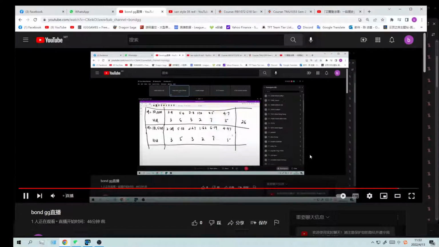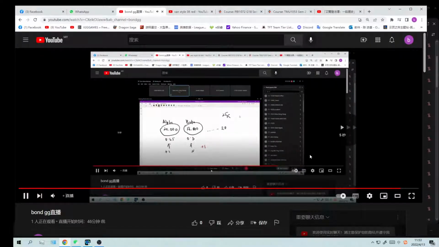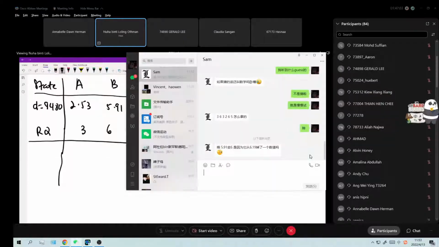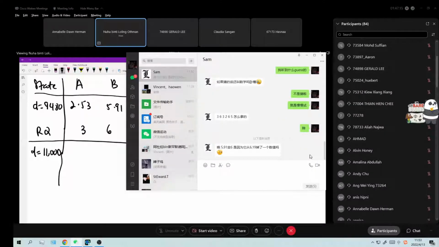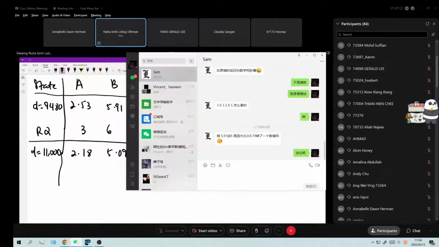So where do we put this one? You know that the seats are only 25, so you need to guess where D must be larger than SD. Try with D equal to 11,000, for example. This will give you 2.18, 5.09, 2.55, 1.55, 5.91, 4.27. And then the rounded quota.